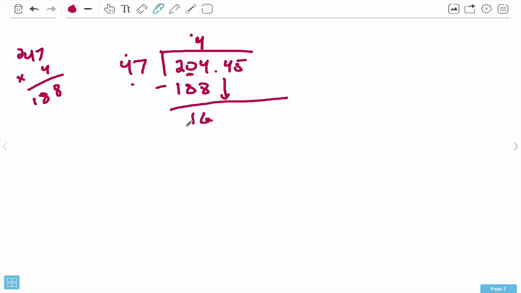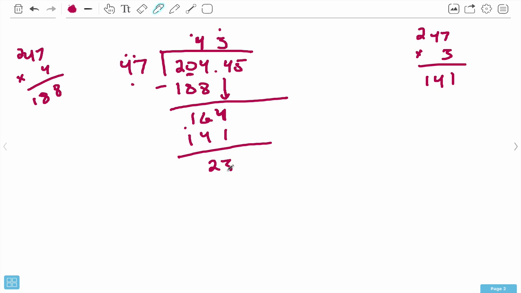Now 164 divided by 47. 47 can go into 164 3 times. So 3, we can work that out over here if you want. 47 times 3. 7 times 3 is 21. Carry the 2. 3 times 4 is 12, plus 2 is 14. So 141. So now we do 3 times 47 is 141. And that gives us 23.